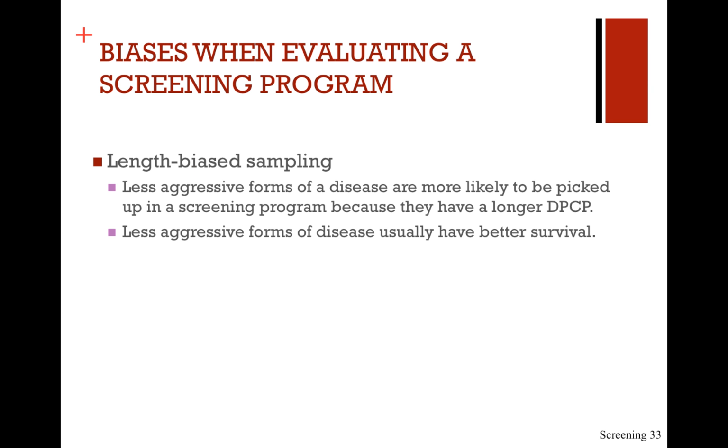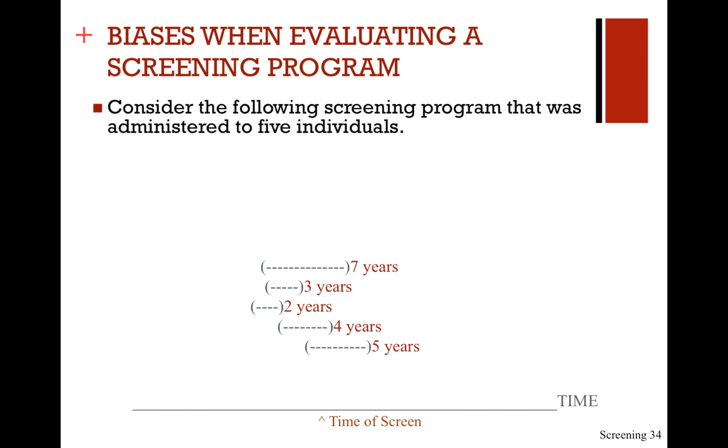And then length bias sampling, which is basically the idea that screening, in this case particularly cancer screenings, is much, much better at finding less aggressive forms of the disease because they have a longer detectable preclinical phase. With more aggressive diseases, that preclinical phase is shorter and survival is shorter anyway. And less aggressive forms of the disease tend to have better survival anyway. So finding them earlier isn't, again, necessarily extending the disease process or your survival.